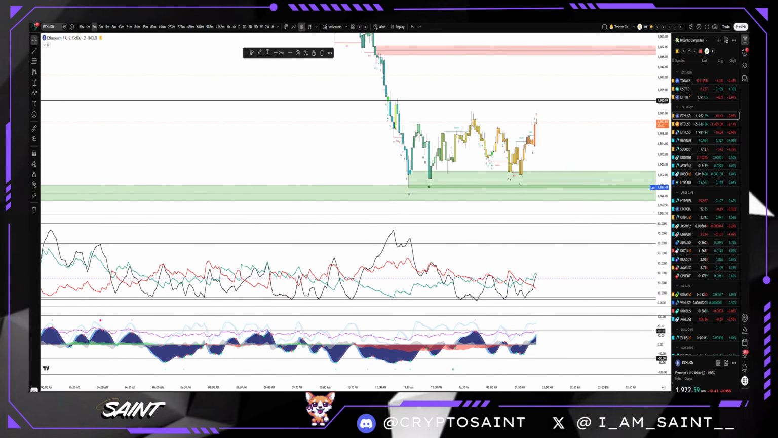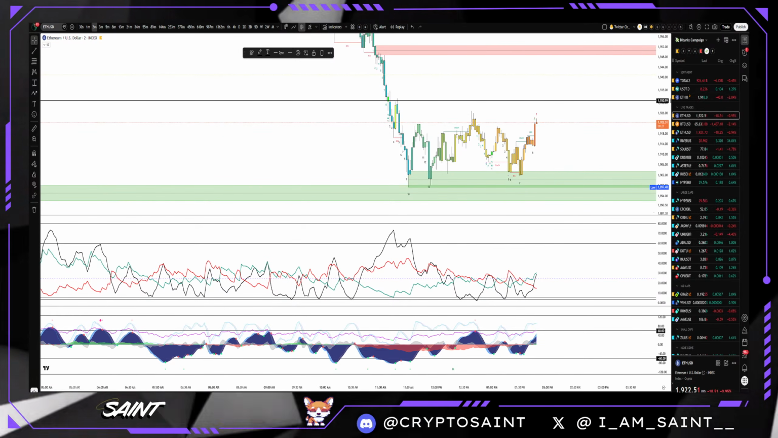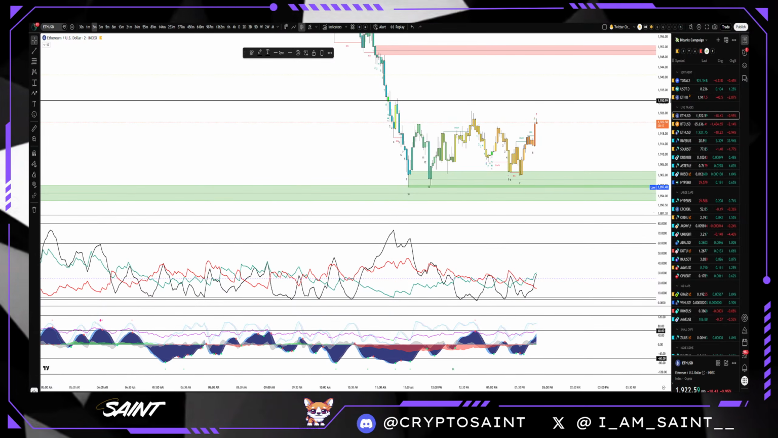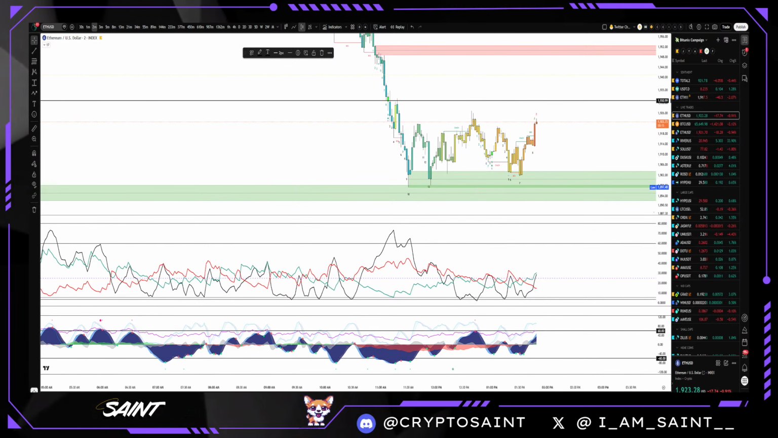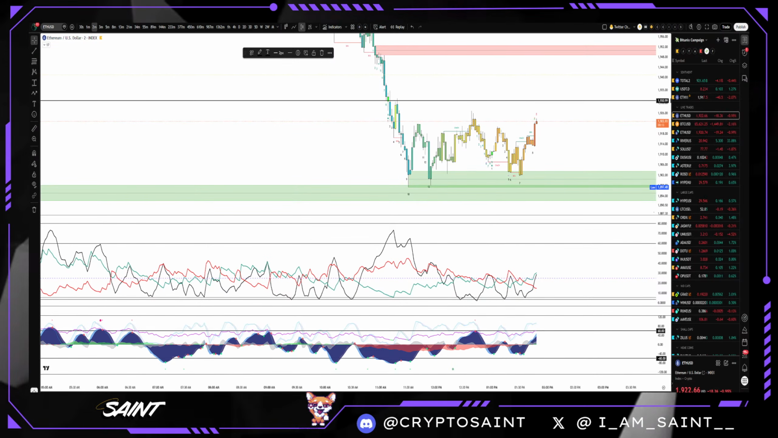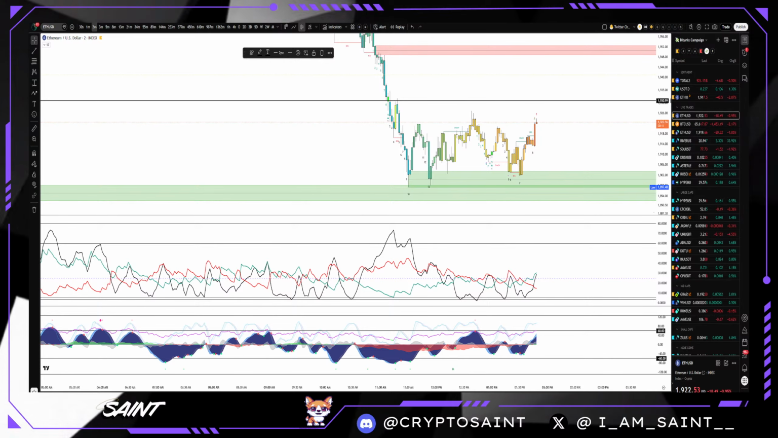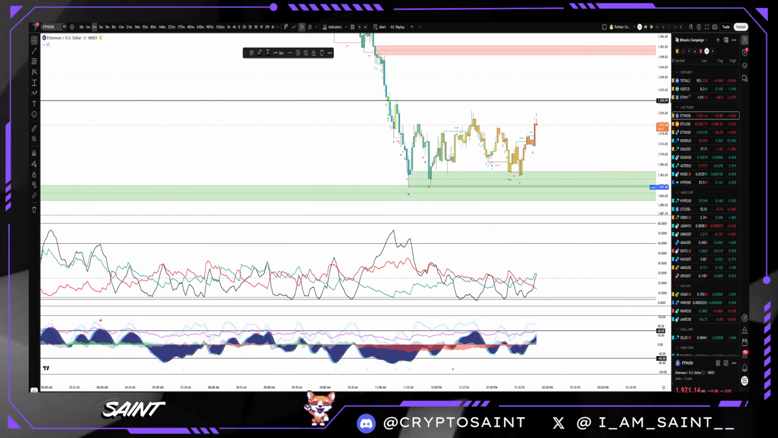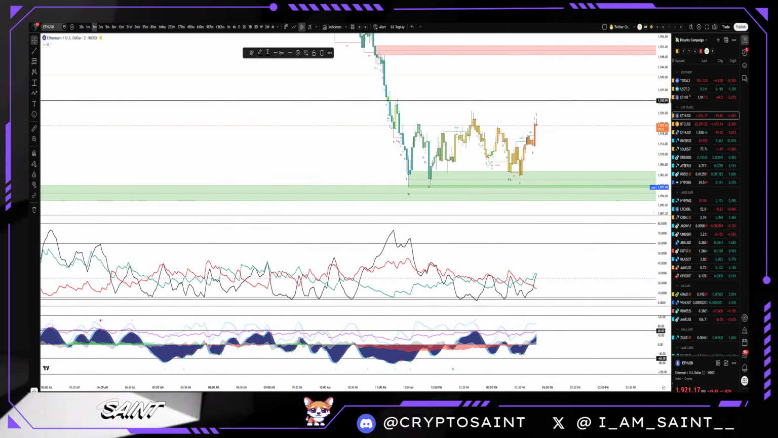So if it ran to my stop now here, I'd still be net positive. It took a little bit off the top, 42 in profit. If it ran to my stop, it's 28 in the red, so it'd still be net positive. Once we get to 1930, I'll take a little bit more profit and then I'll move my stop loss into profits.